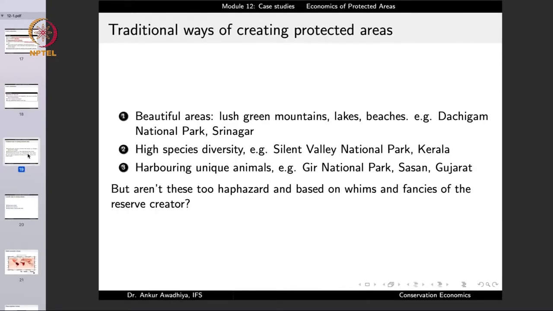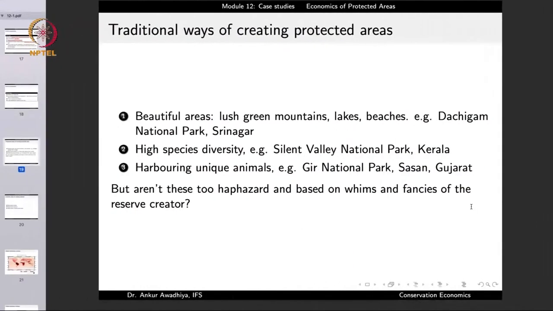Now, when we say that we are going to do in situ conservation, there are certain traditional ways of creating the protected area. How did the kings of the bygone eras used to make a protected area? So one option was to look for beautiful areas. If an area is beautiful, the king would say, okay, these are such beautiful areas, let us make them into a national park. So lush green mountains, lakes, beaches, they used to be converted into protected areas for the enjoyment of the king.